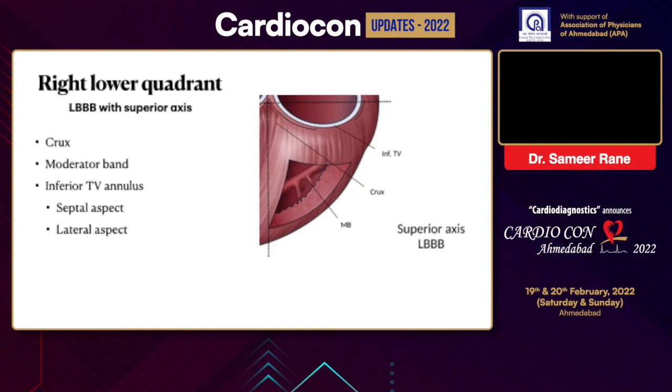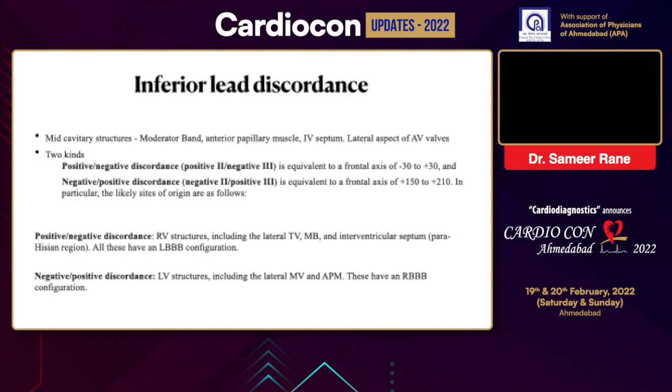The moderator band is a free-running muscular structure extending from the anterior septum to the anterior papillary muscle of the right ventricle free wall. PVCs originating here have a left superior axis and a later than V4 transition. Tricuspid valve PVCs have variable precordial transition anywhere from V2 to V4, depending on their septal or lateral aspect of origin. Inferior lead discordance is seen in mid-cavitary structures.